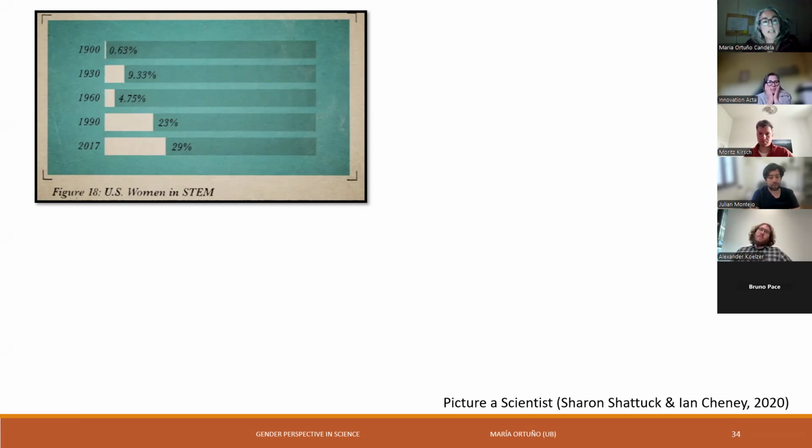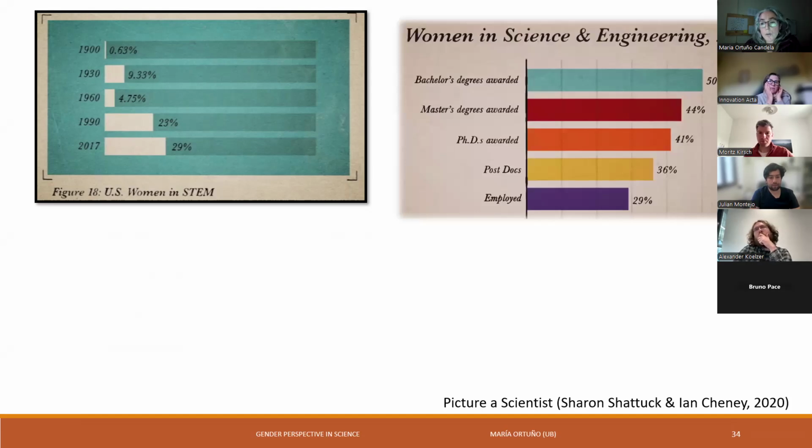We are stuck there. Also, it's true that at least at the bachelor degree level, in many of these careers, not in geology maybe, but in biology or marine science, for instance, women are 60% or more. But when you go to higher positions in the scientific career, we are less and less, not to talk about responsible positions, like being PI or being dean of our department.